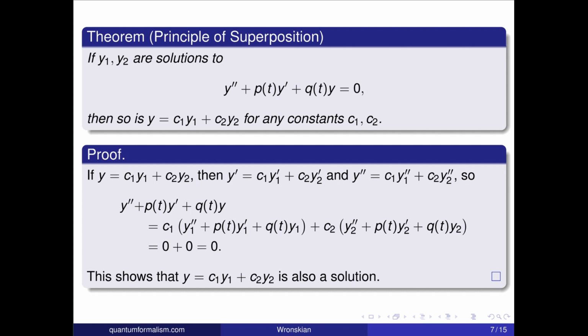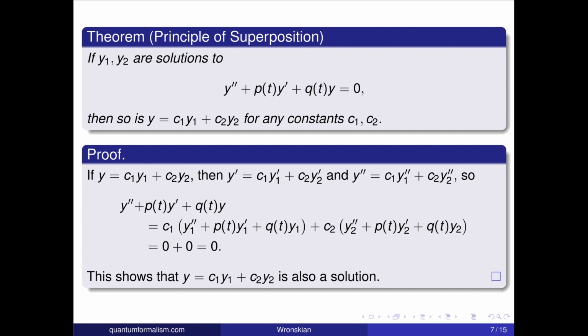If we take the first derivative, derivatives play nice with constant multiples and additions, so y prime will just be c1 y1 prime plus c2 y2 prime, and similarly y double prime will be c1 y1 double prime plus c2 y2 double prime. We can plug that into the differential equation, and now we can just collect all the terms involving y1 and collect all the terms involving y2.